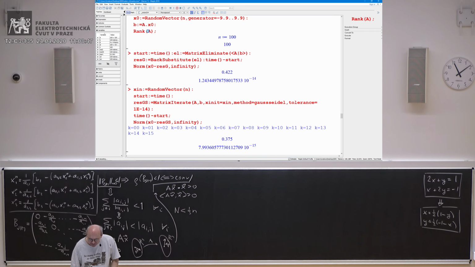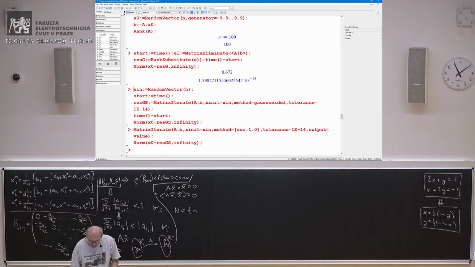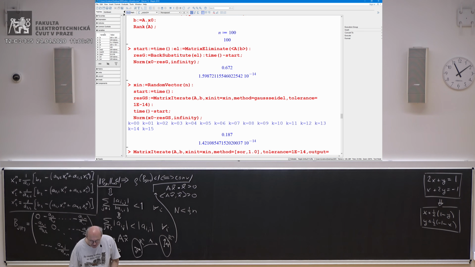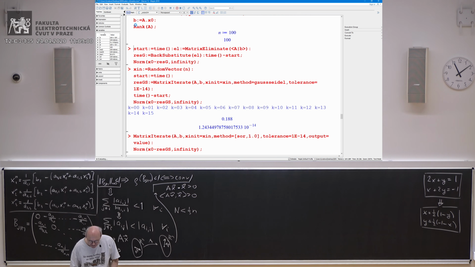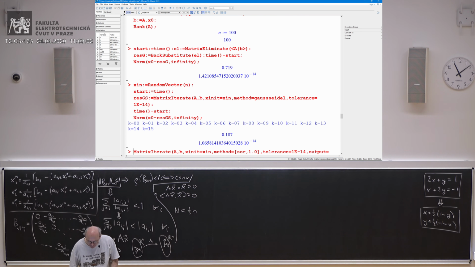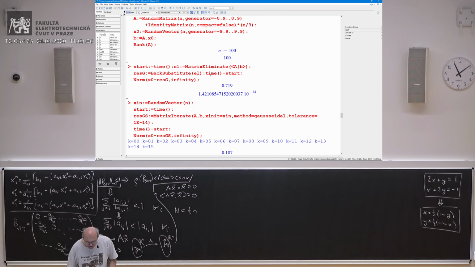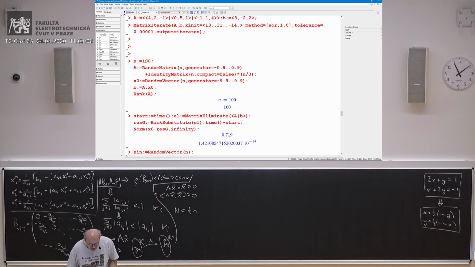Okay, a few more experiments. Again, 15 iterations, remarkable. And again, it seems that the iteration is about 3 times as fast as elimination. And the error is usually about 10 to negative 14. Now, this computer seems a bit faster than the one I have at home.